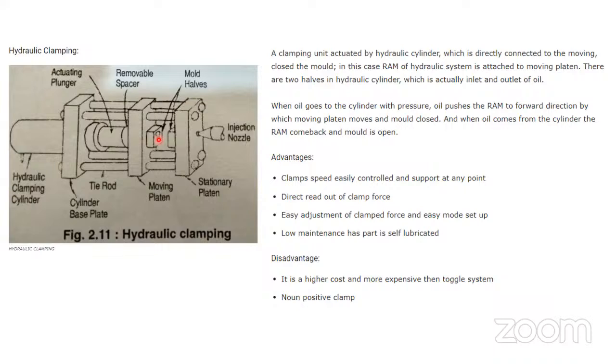The frame. What are the advantages of this machine? I told you, what are the drawbacks in the toggle system? All those drawbacks can be overcome by this clamping method or system. Clamp speed is easily controlled. See, this speed is easily controlled. If you want, see, when the mold closes, how does the mold close? Can anybody tell me? How does the mold close? Can anybody tell me?